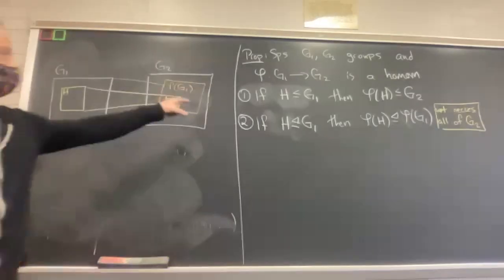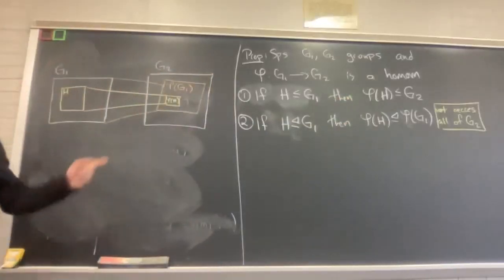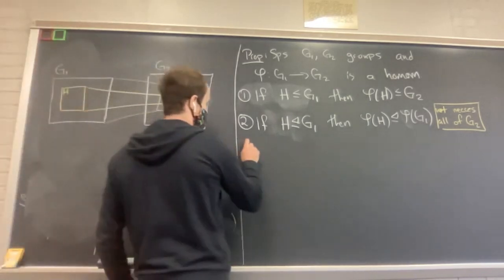So what this is saying is that the image of H is a subgroup of the whole target group, but it's only a normal subgroup of the image. So that's what's going on here. Okay, and then we've got two more.